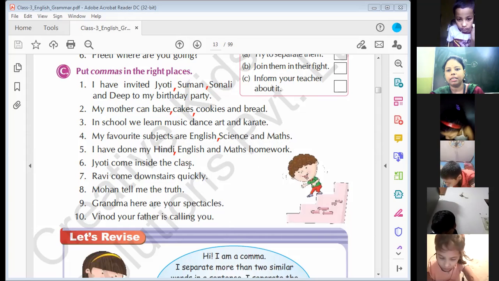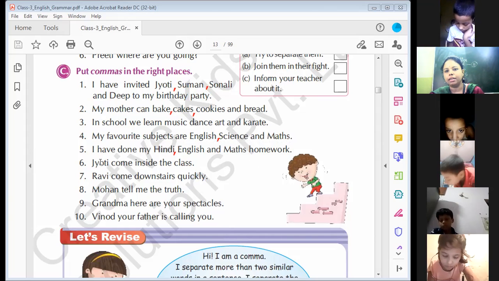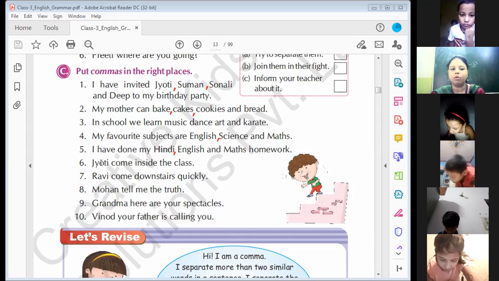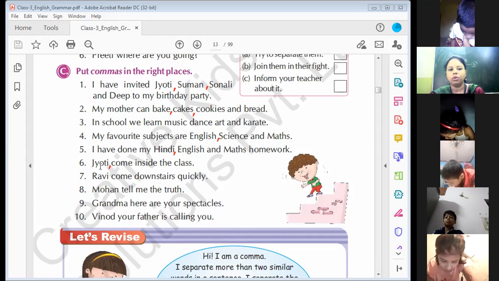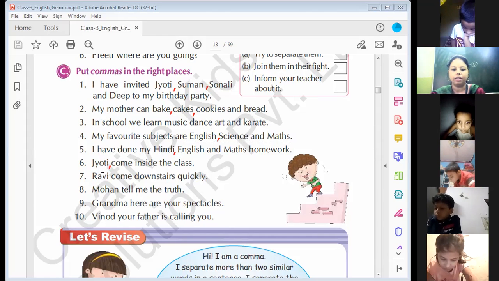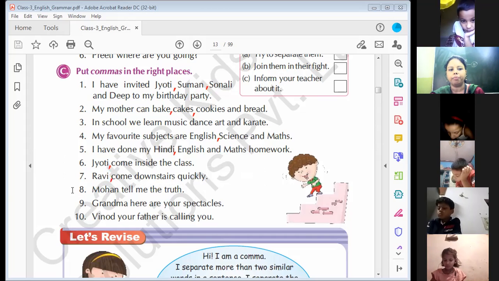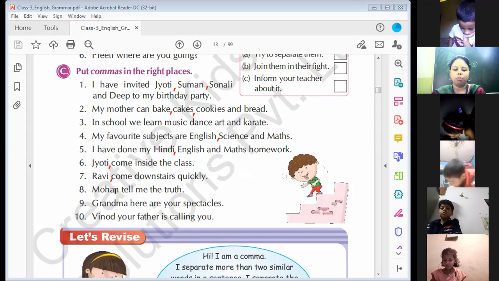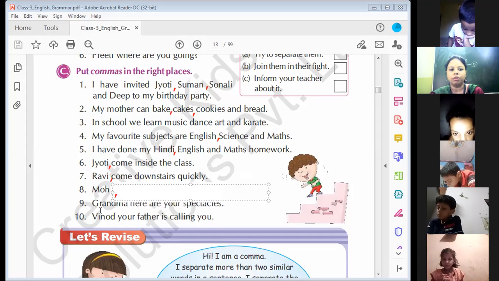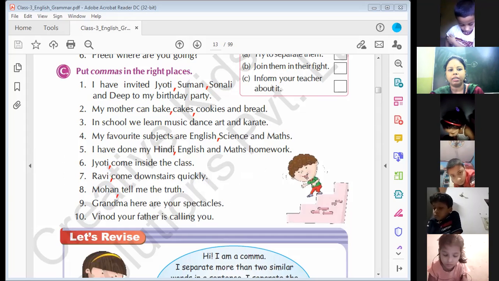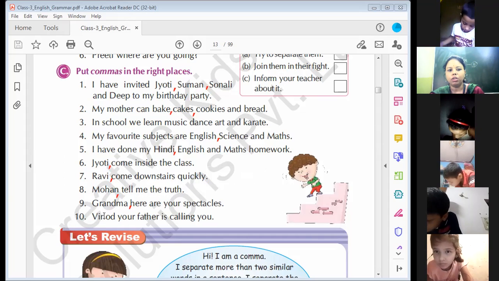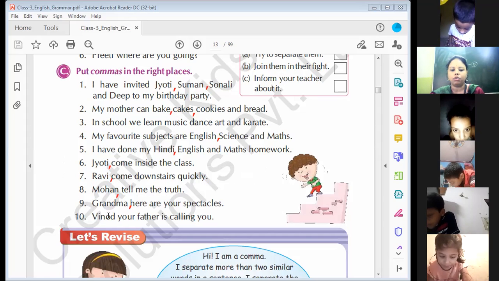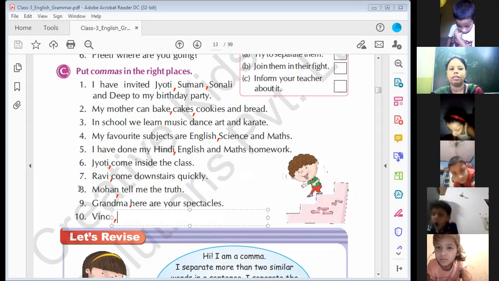Jyoti, come inside the class. So here the name of a person is written. So here we have to put a comma after the name. After Jyoti, there must be a comma. Ravi, come downstairs quickly. Ravi, comma, because it's a name. Mohan, tell me the truth. Mohan, comma, tell me the truth. Grandma, here are your spectacles. So here after grandma, there should be a comma. Vinod, your father is calling you. After Vinod, there should be a comma.